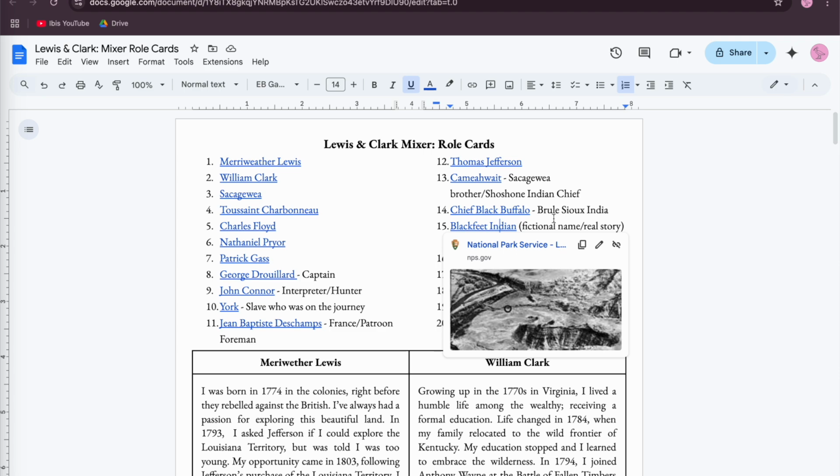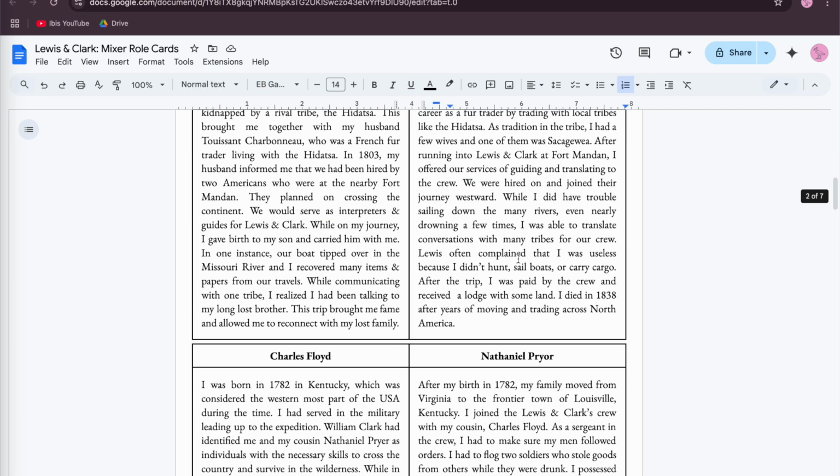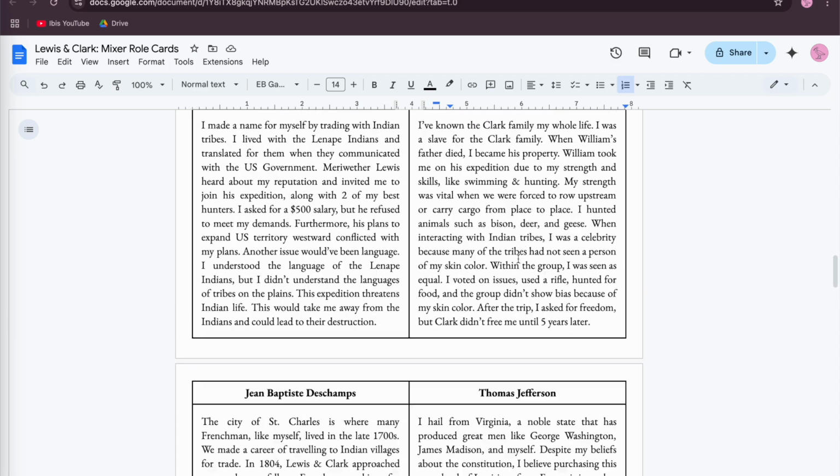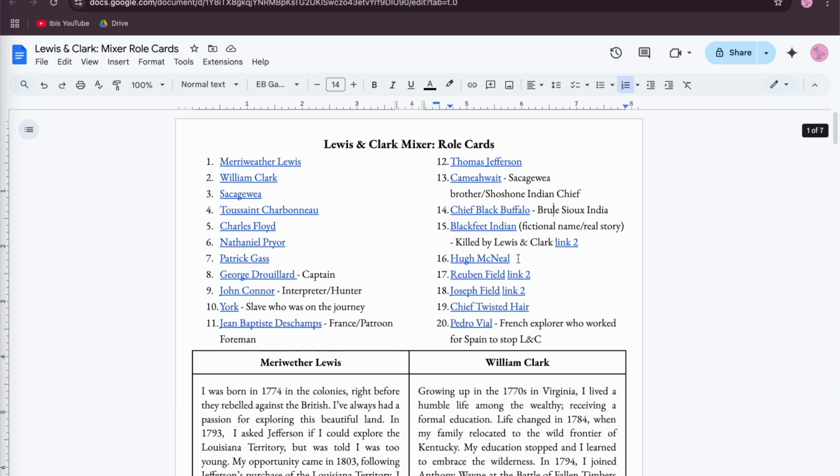The Indian from the Blackfeet tribe. I gave that person a fake name because in all the sources I could not find a name for this person. They were unfortunately killed by Lewis and Clark's expedition during an incident that turned sour quite quickly. So I created a name so that students that got that card would be able to have a name of some sorts.